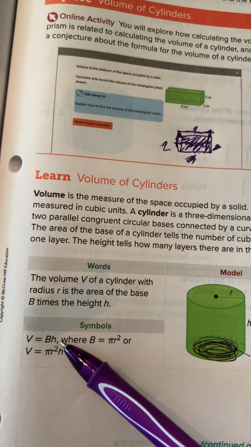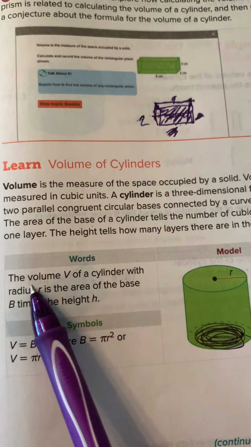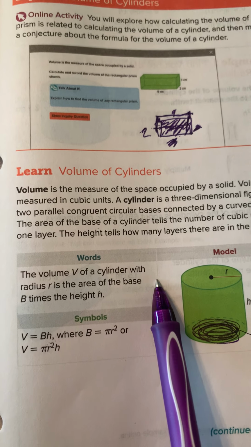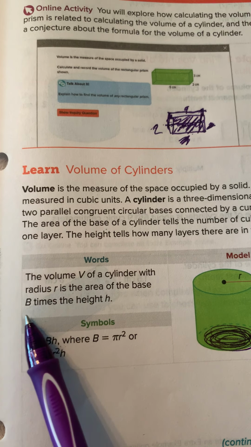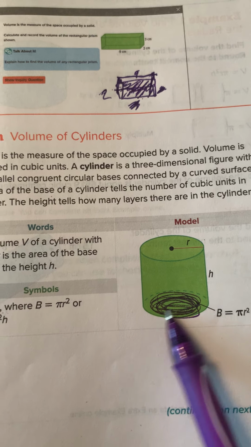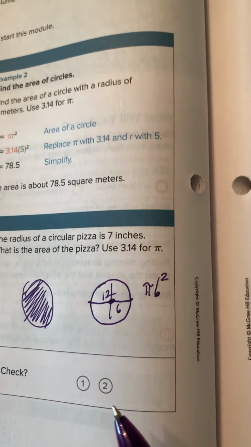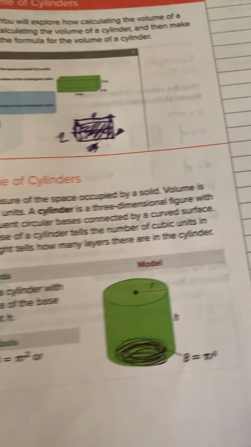They're going to give you this, and you just have to plug it in. The volume V, it's capital V of a cylinder with a radius r, is the area of the base, capital B, times the height. The capital B shows you first you need to find the area, folks. So how do you find the area of a circle? Well, it's back here on page, what was it, 534. Remember to find the area, it's pi times r squared.